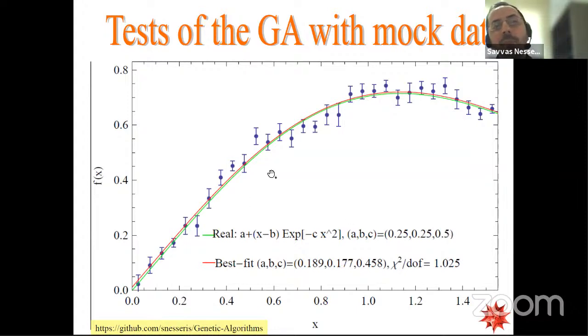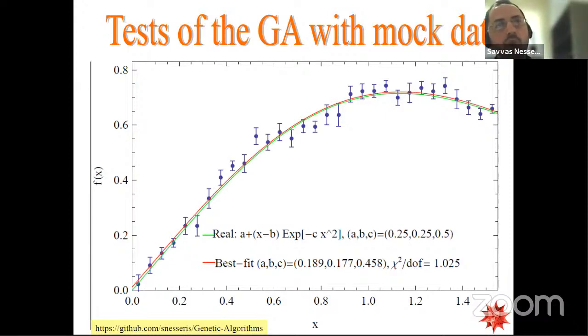And then we can make some mock data based on this. Now, if we take this model, the real underlying model, and we fit it back to the mock data, then we can find, for example, that the best fit parameters A, B, and C are this, and the chi-square per degree of freedom is very close to 1, which tells us that obviously the real model is a good description of the mock data. This is something we expect. Now let's see what happens with the genetic algorithm.